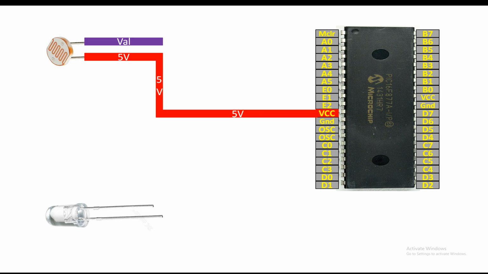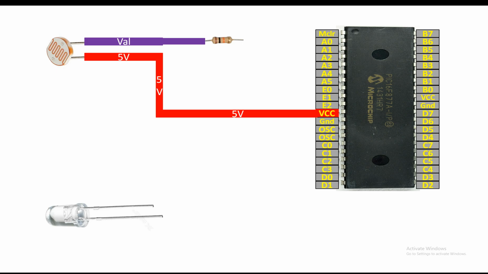Now guys, the 5 volt pin you connect directly to the VCC of the PIC. This will act as a V reference pin. Now guys, for the value pin you will need a 10 kilo ohm resistor. You connect the value pin to one end of the 10 kilo ohm resistor like this. Now from the same pin you will take out your output.